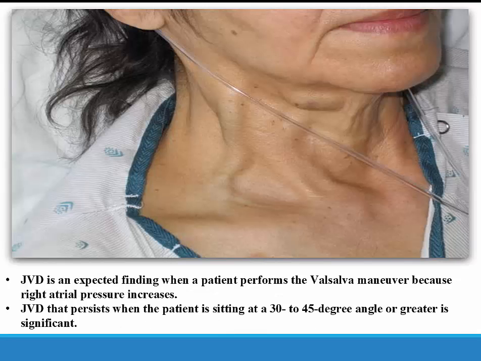JVD is an expected finding when a patient performs the Valsalva maneuver because the right atrial pressure increases. A JVD that persists when the patient is sitting at a 30 to 45 degree angle or greater would be significant.